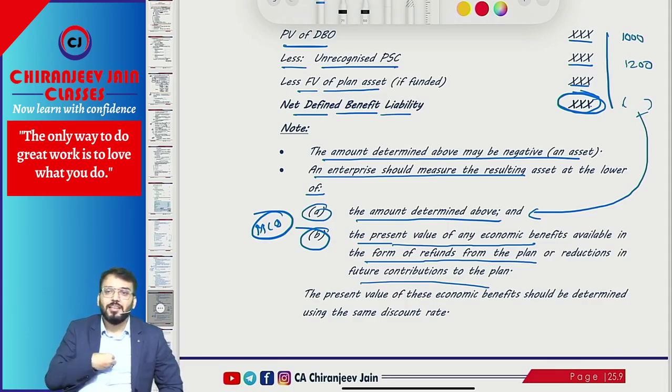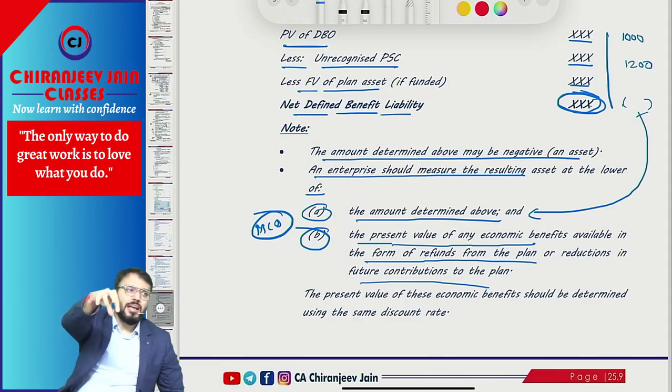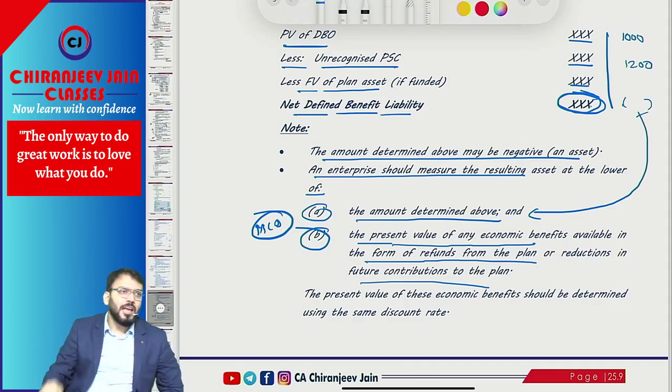Suppose I am the entity and you are the plan asset. You are a separate entity. So we have done some contract. Normally I will contribute every year and you will invest somewhere else. Now there may be one contractual agreement that if there is a surplus in plan asset, the surplus will be refunded after 20 years.